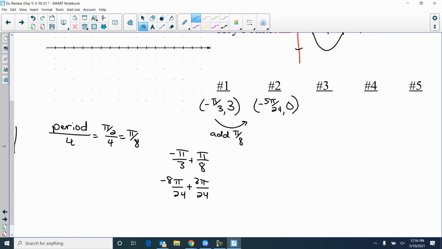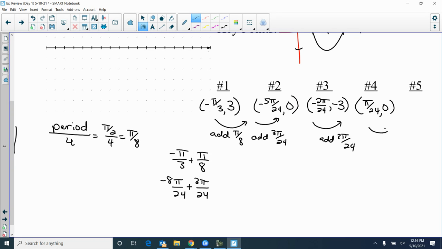Now keep adding pi over 8. Well, that's the same as 3 pi over 24. And I'm just going to keep it like that, it makes it a little bit easier. And I'm not going to worry about reducing anything right now. So take negative 5 pi over 24 plus 3 pi over 24, which is negative 2 pi over 24. And then that's going to go down to negative 3. Add another 3 pi over 24, and then I get pi over 24, 0. Add 3 pi over 24, 4 pi over 24, positive 3.